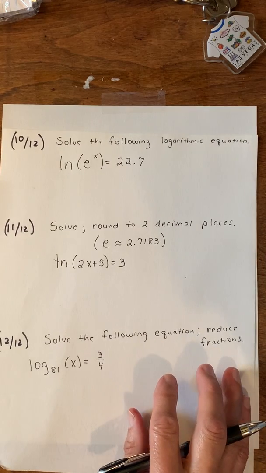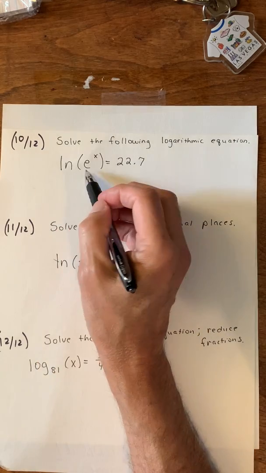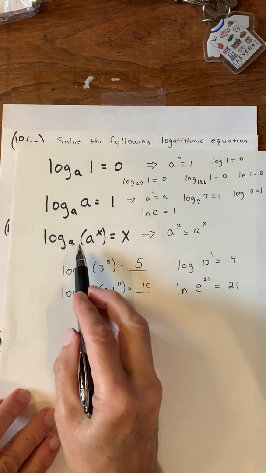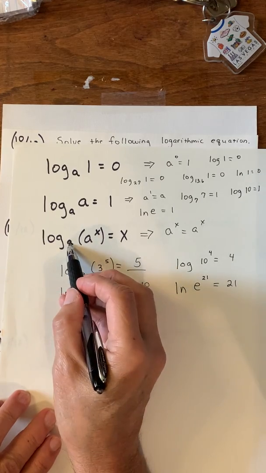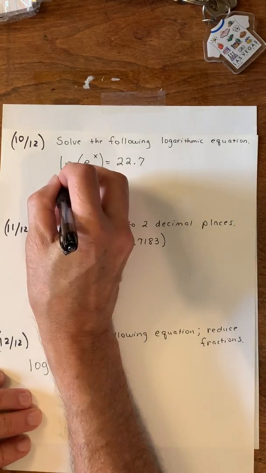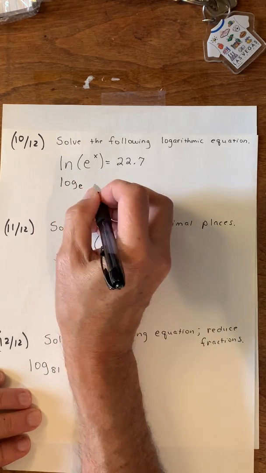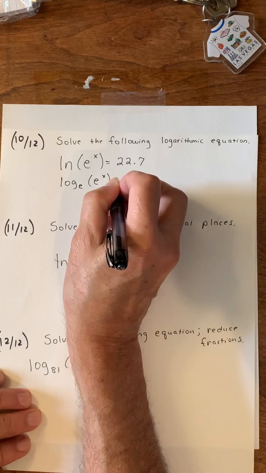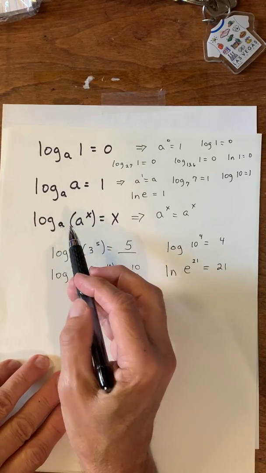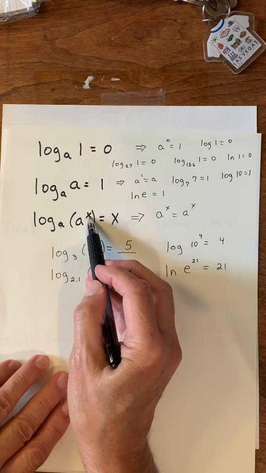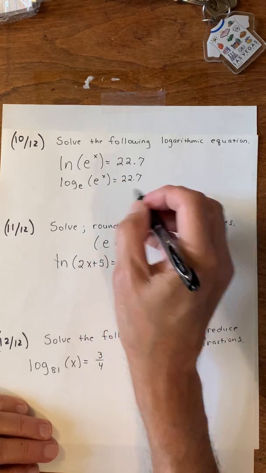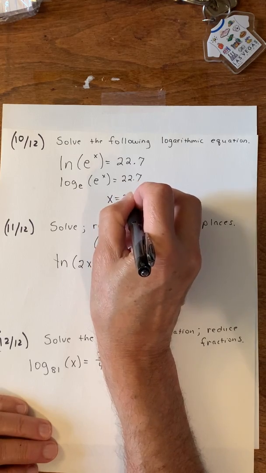It says, solve the following logarithmic equation: ln of e to the x equals 22.7. Well, believe it or not, this is an application of the third property of logarithms, where my base and my number are identical. I can rethink natural log as log base e. It's the same thing. Log base e of e to the x equals 22.7. I'm wondering what x is. This is exactly this principle. Log base e of e to a power is just the power. So x is 22.7.